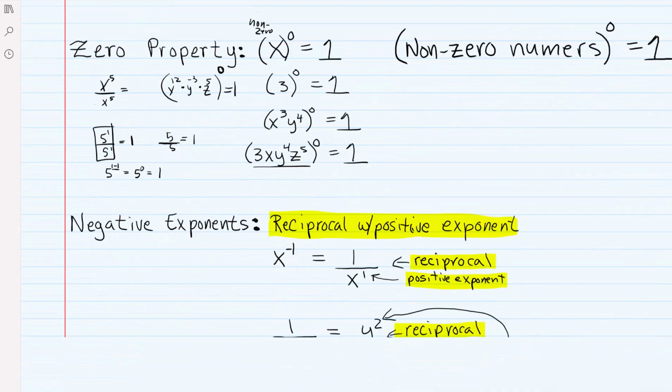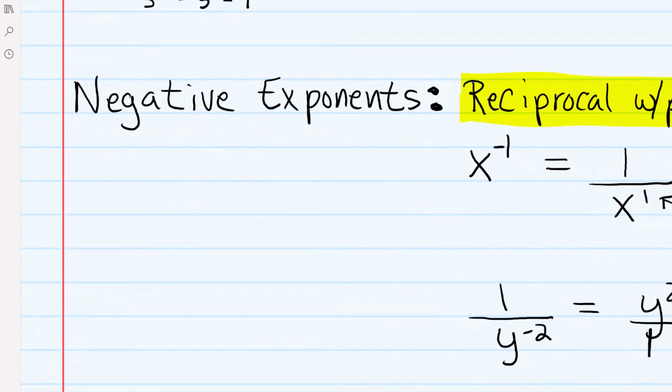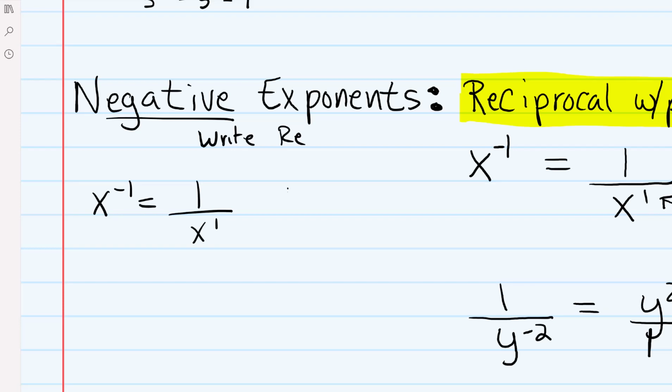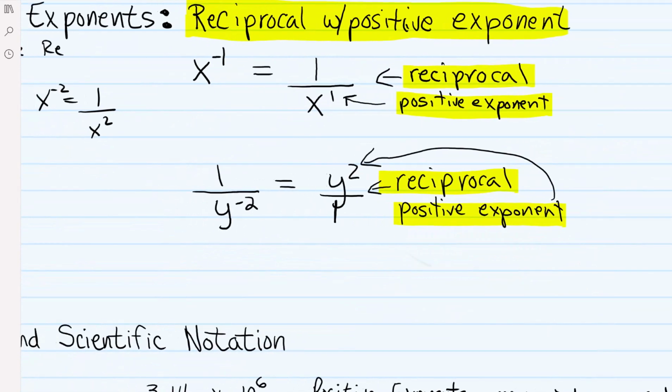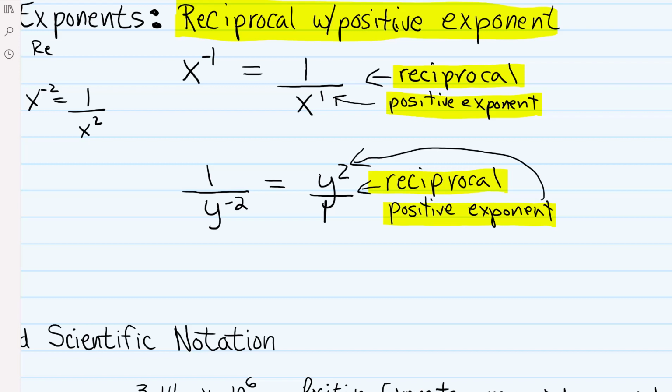Okay, and then negative exponents. Negative exponents simply mean write the reciprocal. So if you have x to the negative 1, you can rewrite that as 1 over x to the positive 1. X to the negative 2, 1 over x to the positive 2. So 10 to the negative 1, 1 over 10 to the 1st. And notice when you rewrite it as a reciprocal, the exponent is now positive.